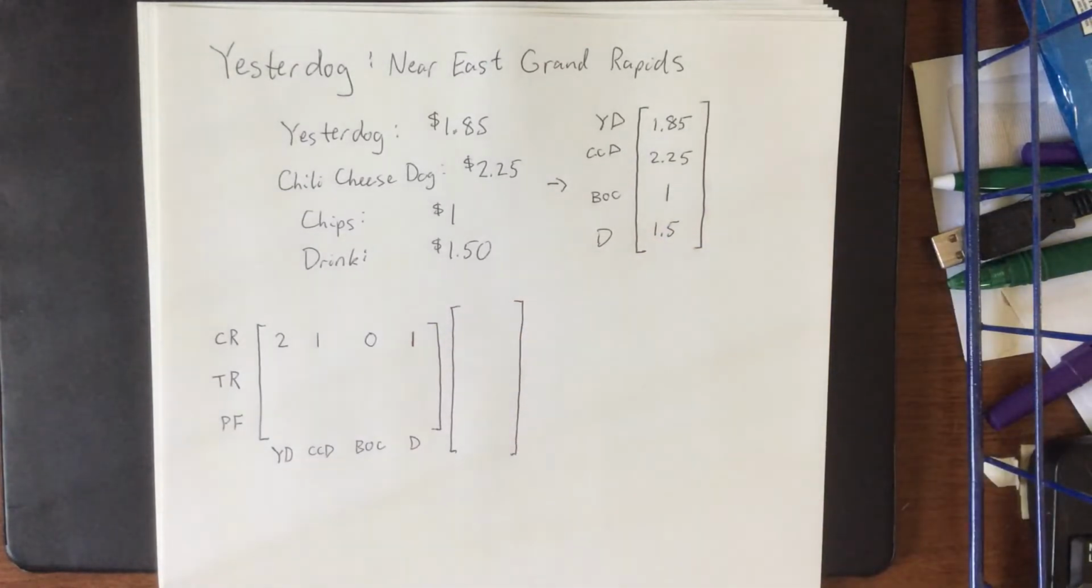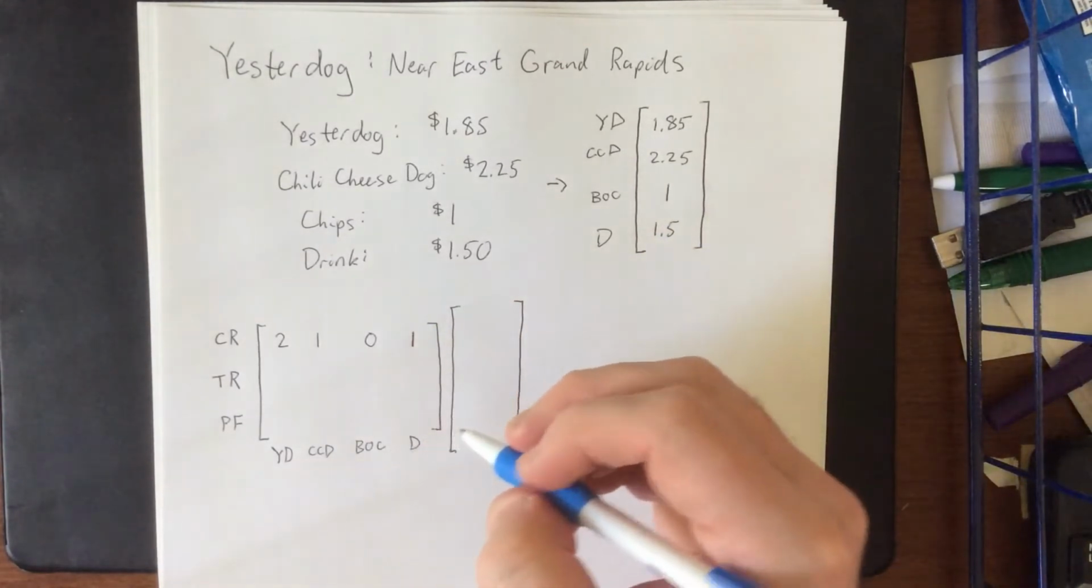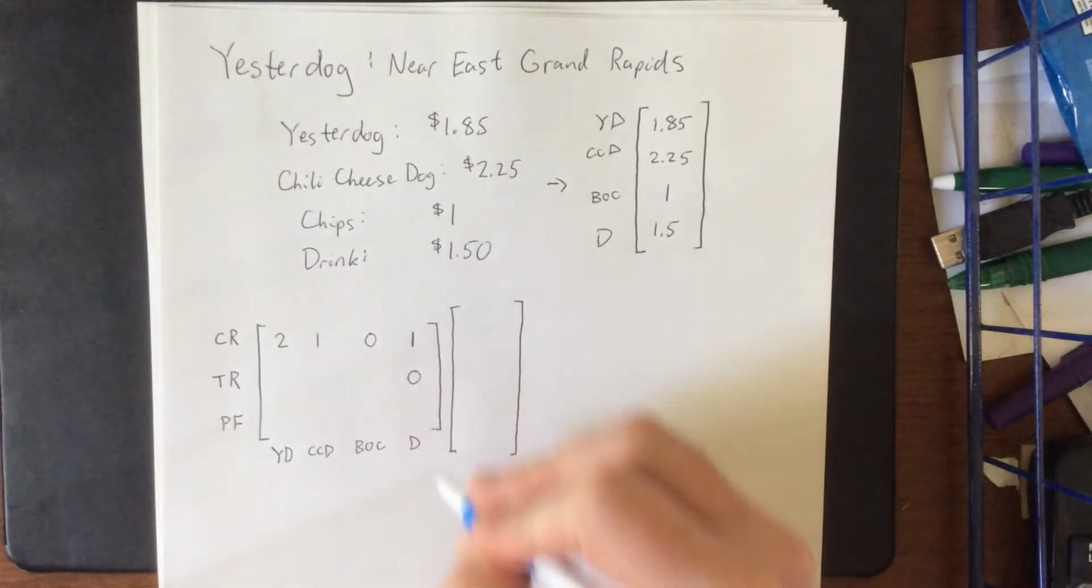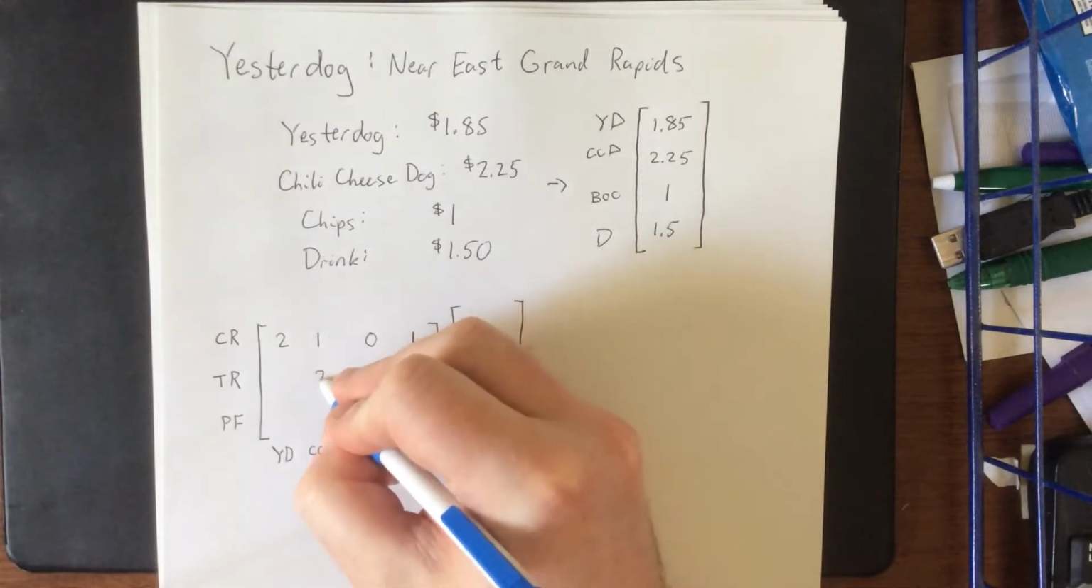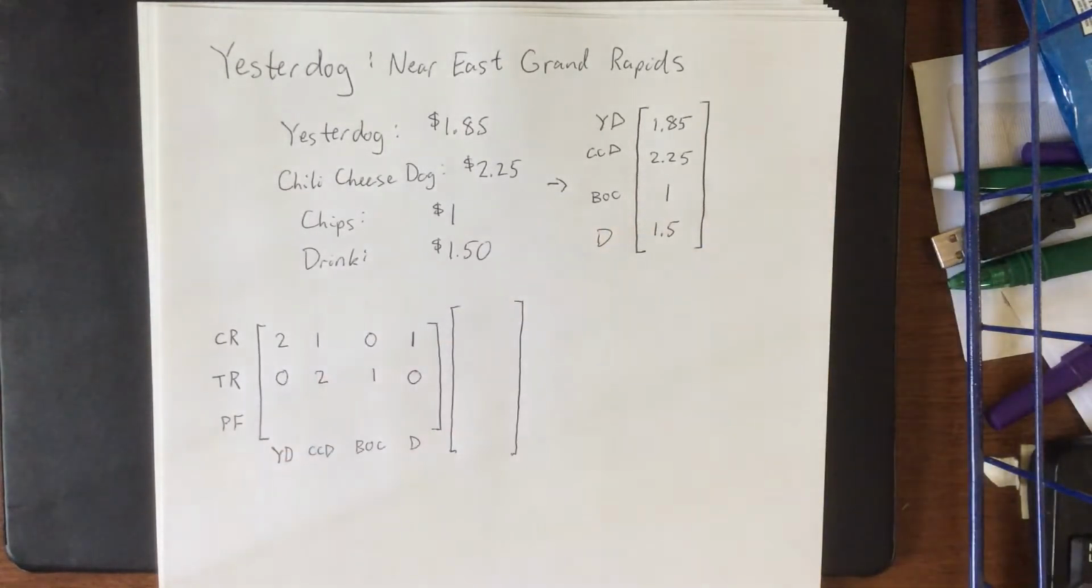Now, Trisha, she is quite petite. She brought her own water today, so she's not going to need a drink. She does enjoy the chips though. And she's going to get 2 of the chili cheese dogs. Not a huge fan of the onions that come on the Yesterdogs.